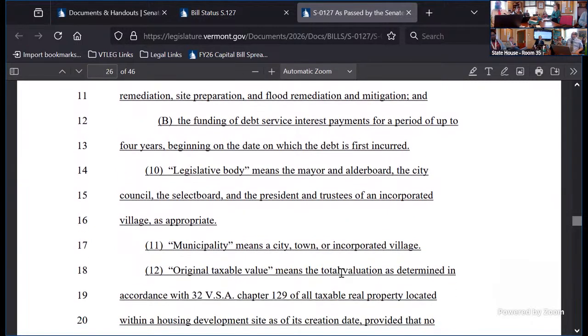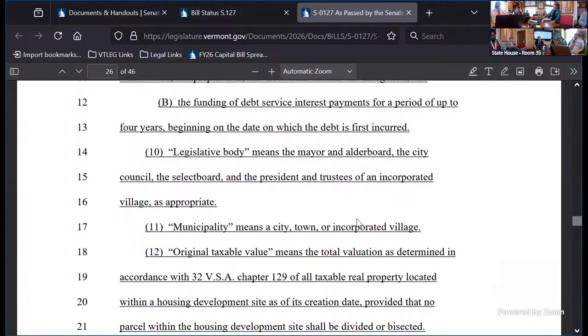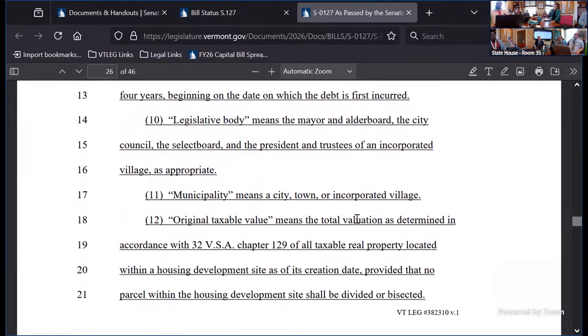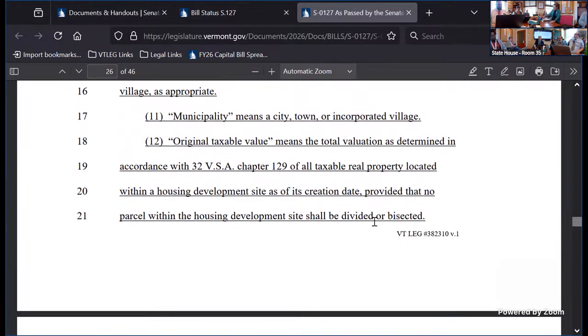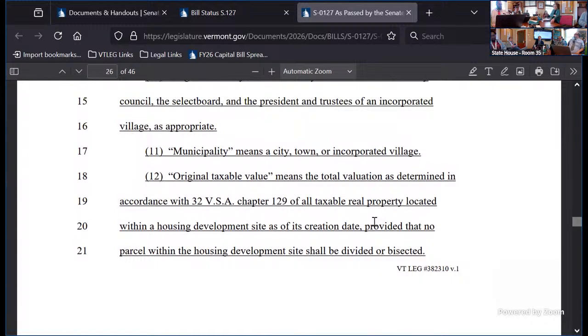Legislative body, same concept as exists for TIF districts. So this is your mayor, alder board, city council, select board, president, trustees of an incorporated village as appropriate. Muni, same piece. Municipality doesn't include fire district or any other, or does it? I honestly don't know what falls into the buckets of city, town, or incorporated village.